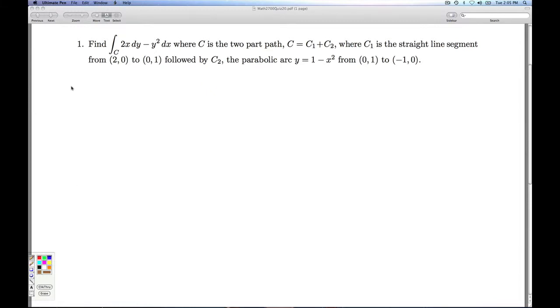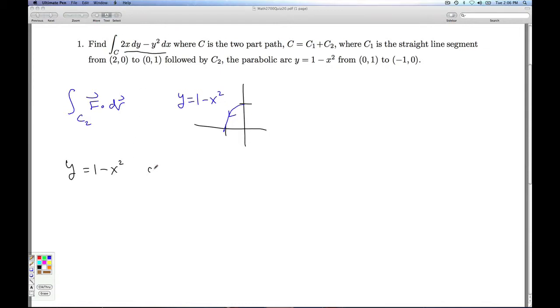Okay, now what we're going to do is figure out the integral over C2. So let's sketch out C2. We're going from (0, 1) to (-1, 0), but here we're going along a parabolic path: y equals 1 minus x squared. When we're given a line integral like this in differential form, we already have y as a function of x. Typically we use y equals 1 minus x squared to convert this integral with x's and y's into just one variable, x. I'll let dy then be -2x dx.